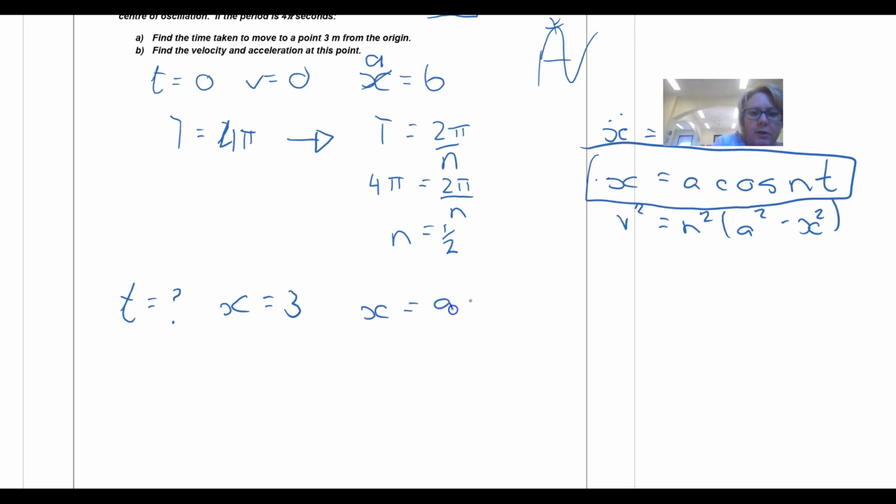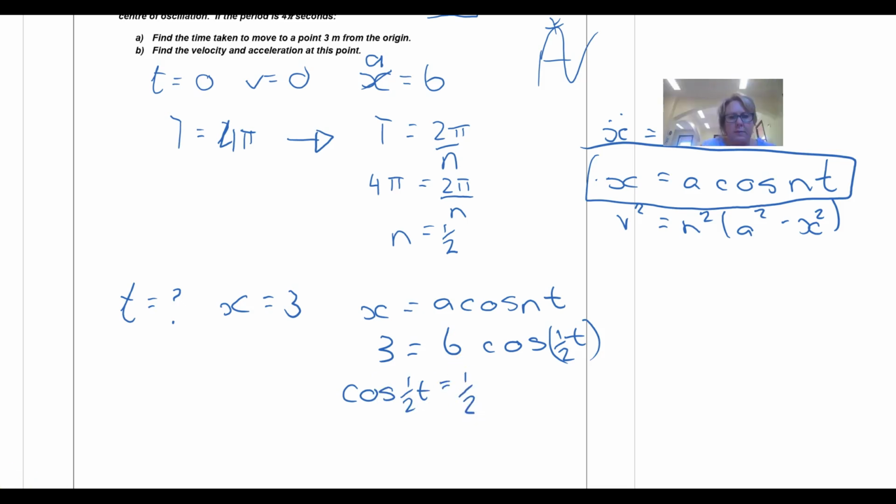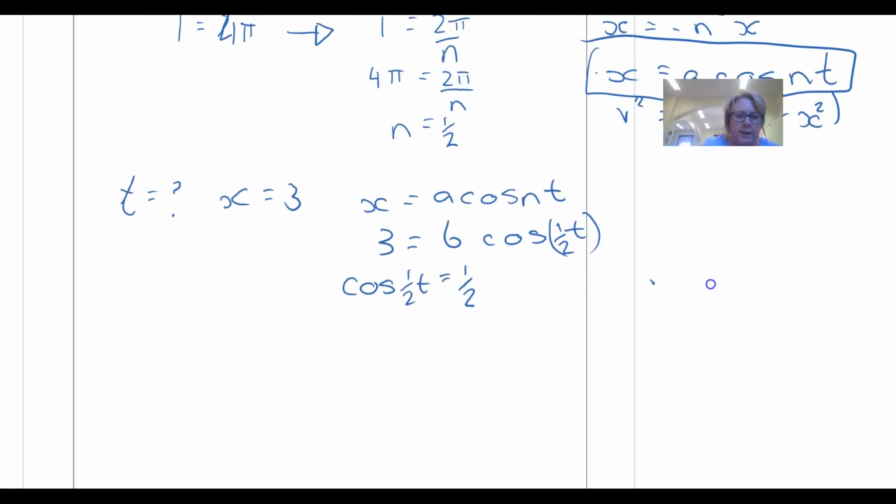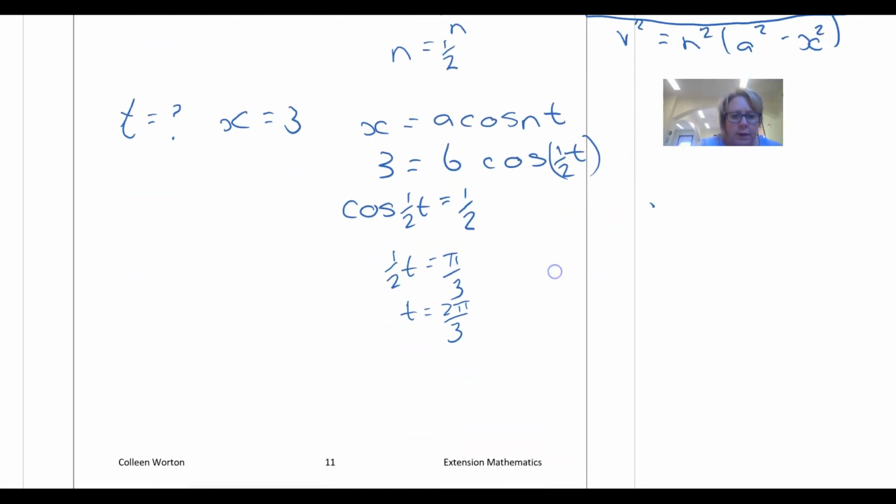x is a cos nt. x is 3, a is 6, we found that before, n is a half, so cos half t equals a half. The cos of 60 is a half, so half t equals pi on 3, or t equals 2 pi on 3. And if I go back, oh no, I haven't drawn this graph, that's okay.